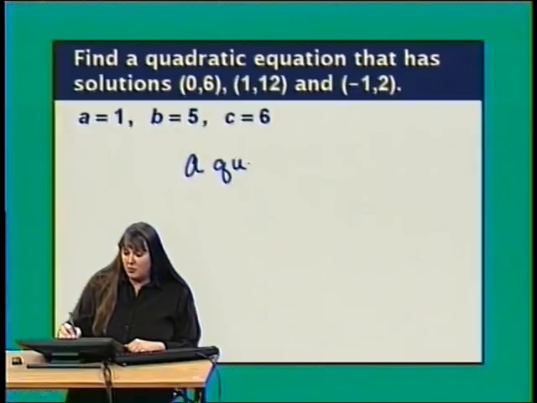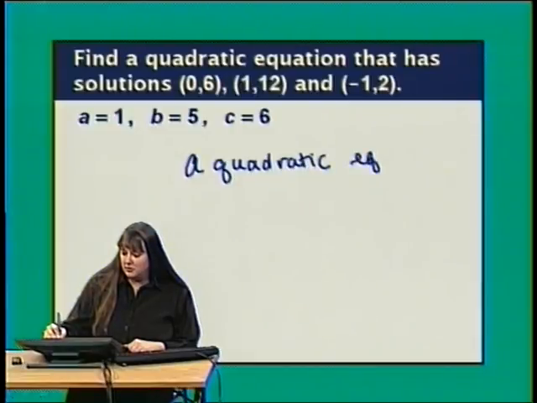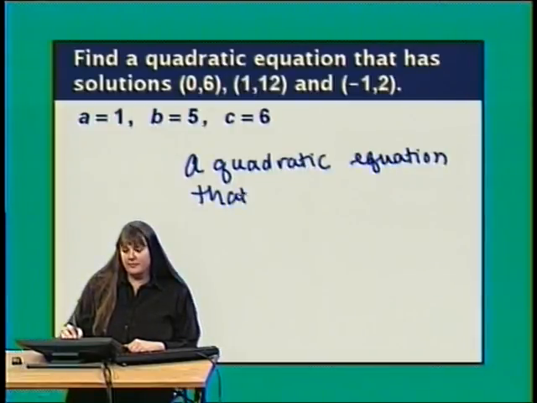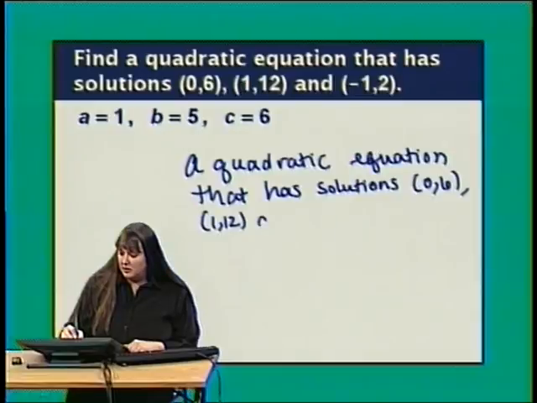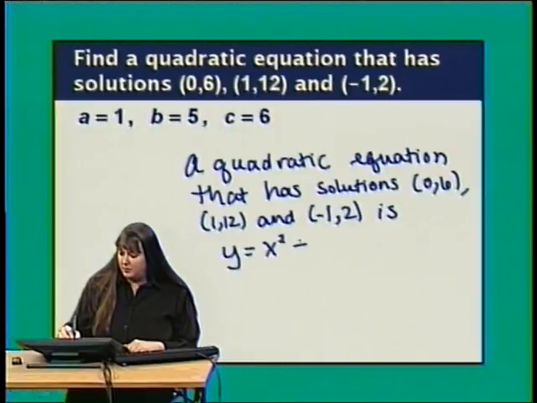So I can say that a quadratic equation that has solutions (0, 6), (1, 12), and (-1, 2) is y equals x squared plus 5x plus 6.